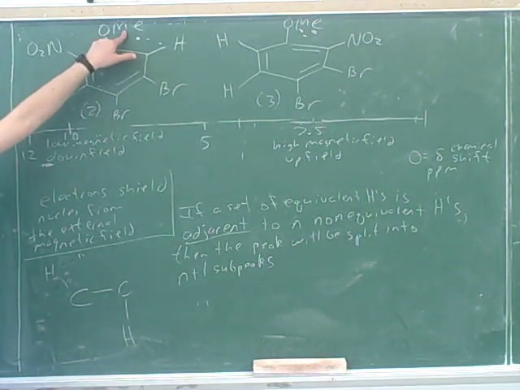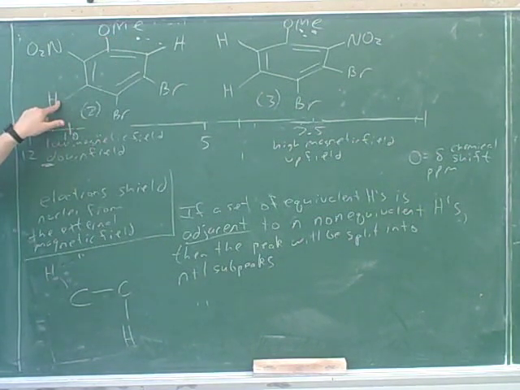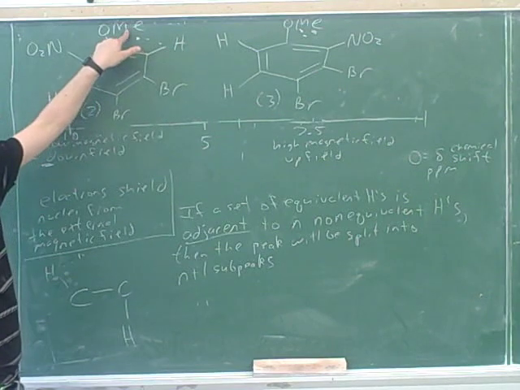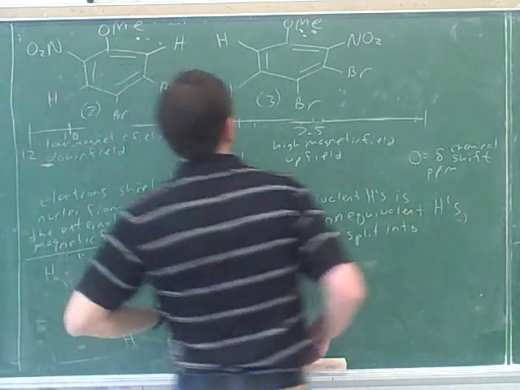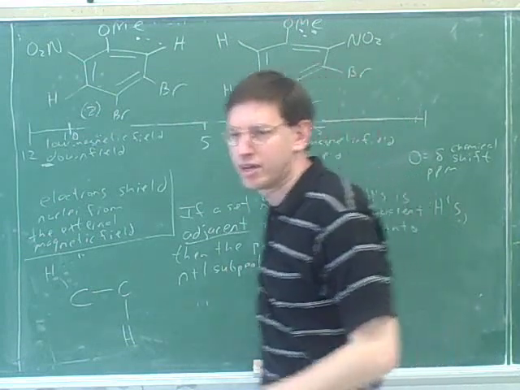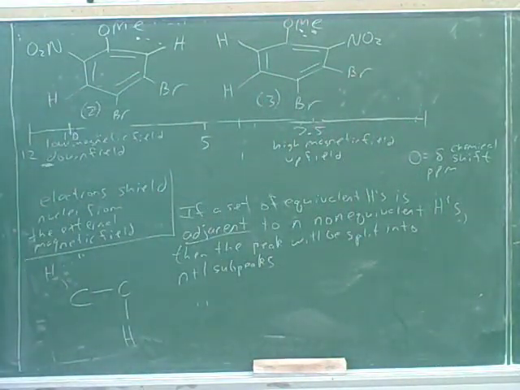What would be the integration for this peak? It's going to be a 3 to 1. 3. Good. And the integration for this would be 1. So it's going to be a 3 to 1 to 1. This will be an area of 1, this will be an area of 1, and this would be an area of 3. And it would be the same deal over here: area of 1, area of 1, and area of 3. Okay, good. So it's not going to be too hard to get rid of the methyl.